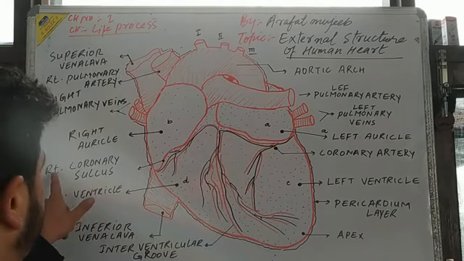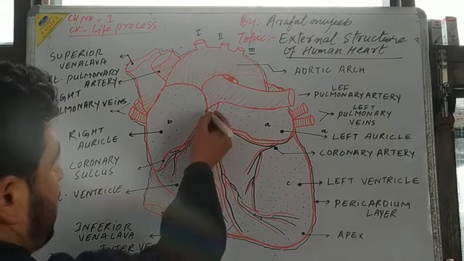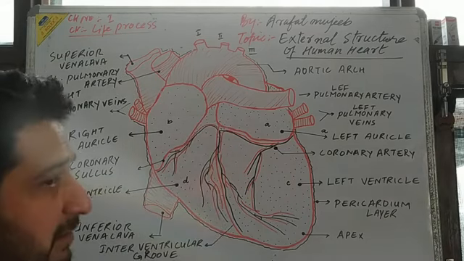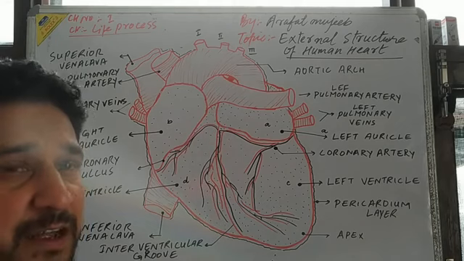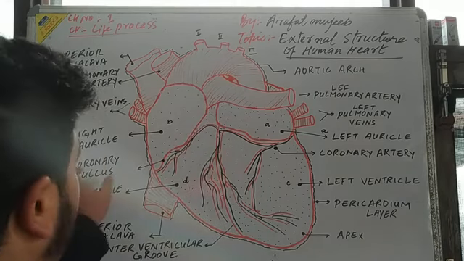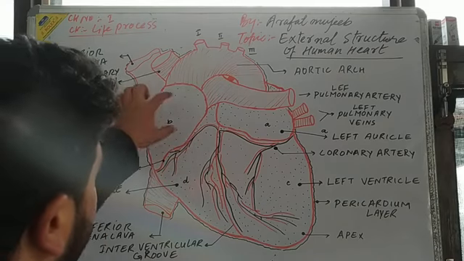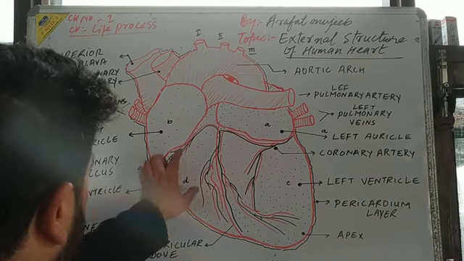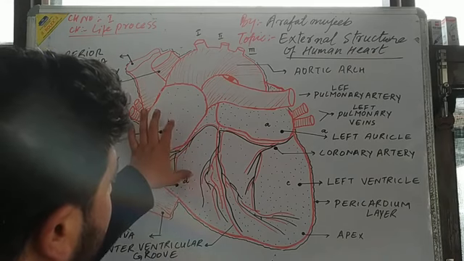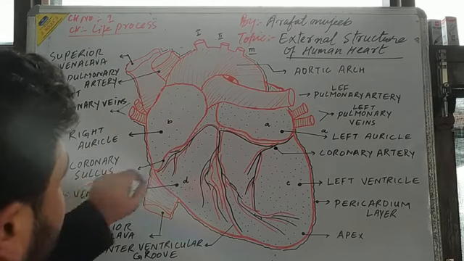This is the right coronary sulcus. Here I have shown, in red color, that externally it is visible that there is a coronary sulcus. The right coronary sulcus is between the right auricle and right ventricle. Between the right auricle and right ventricle, there is a right coronary sulcus.